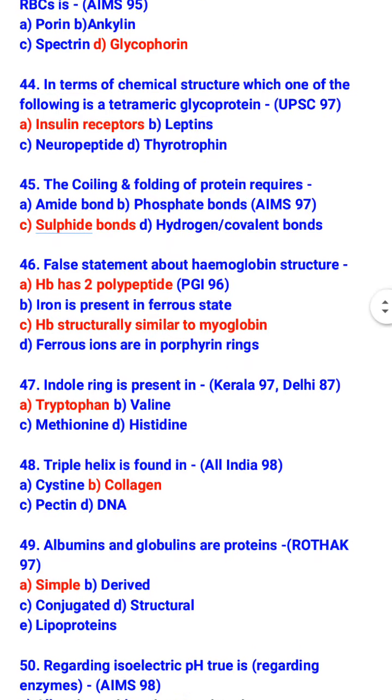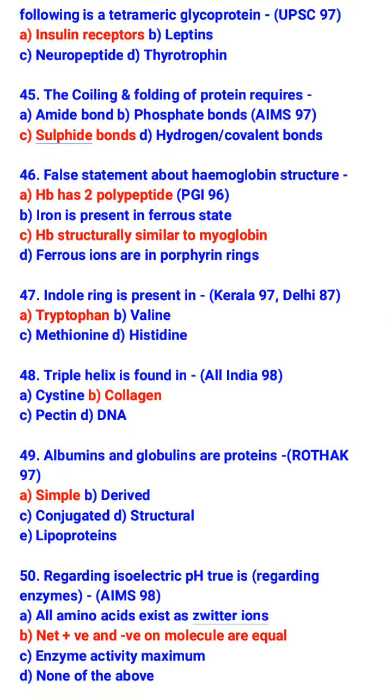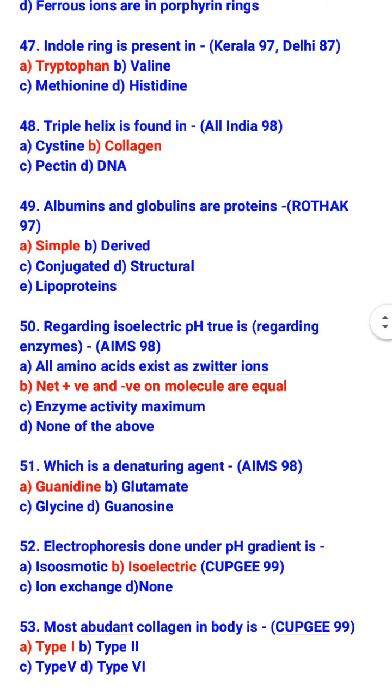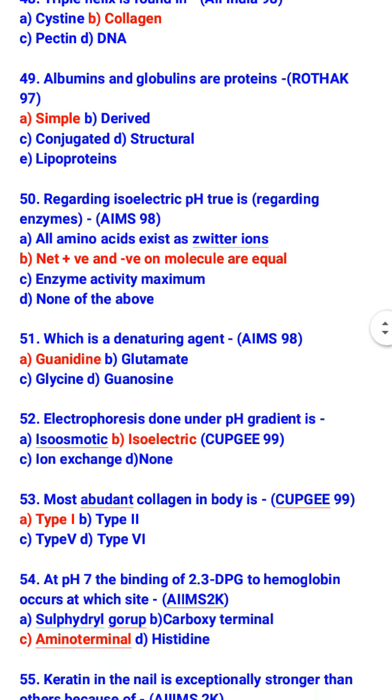rings. Indole ring is present in tryptophan. Triple helix is found in collagen. Albumins and globulins are simple proteins. Regarding isoelectric pH, true is net positive and negative charges on the molecule are equal. Which is a denaturating agent?